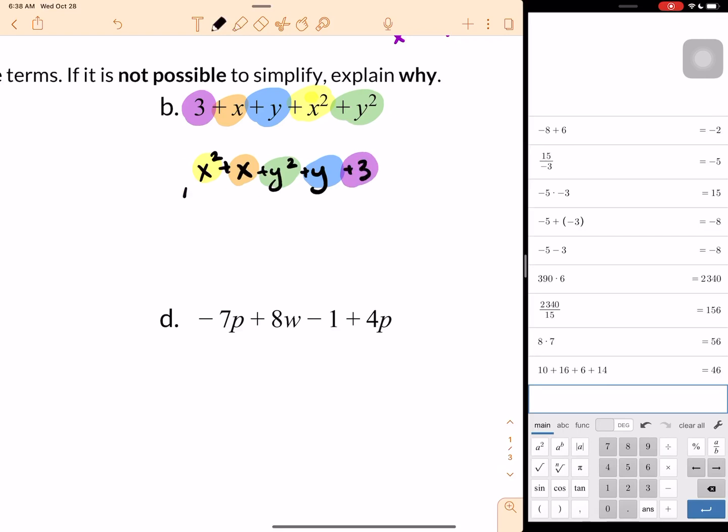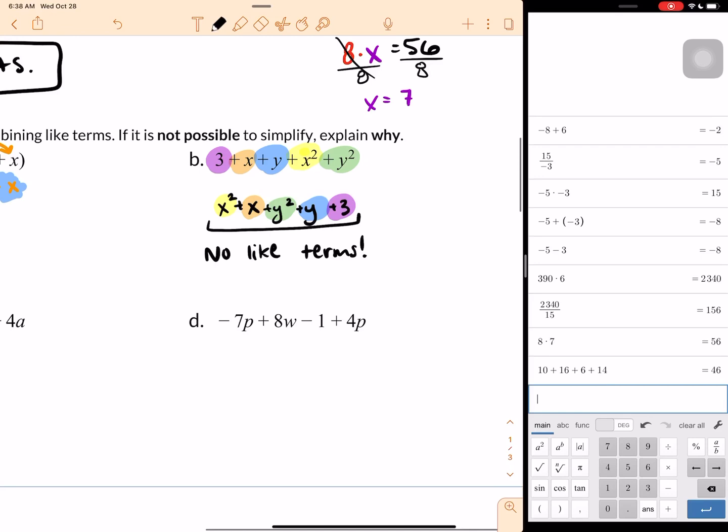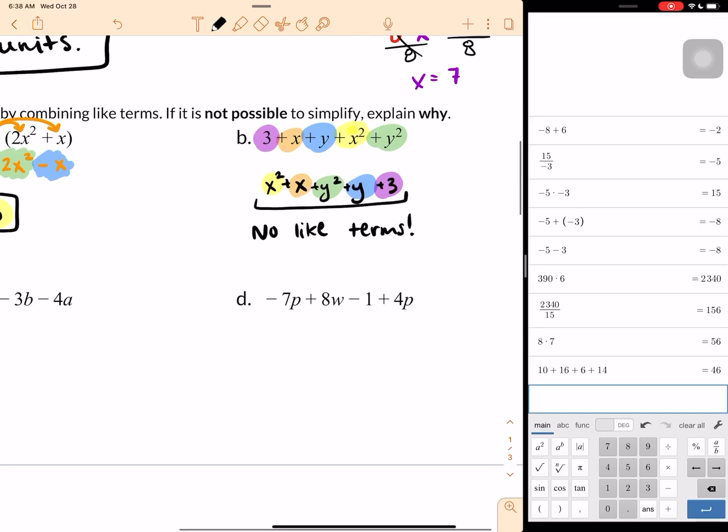So here I reordered it to be in standard form, but in this one there were no like terms. So I could not combine any like terms because there were none. There were no like terms there. So unless it says to reorder it, you don't always have to do that, but I recommend you always try to do that and then just explain that there are no like terms.